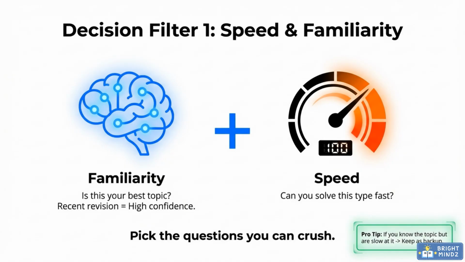When you're deciding what to attempt first, use a simple filter: familiarity plus speed. Ask, is this one of my strongest topics? Did I revise this recently? That's your familiarity check. Then ask, can I usually solve this type quickly and cleanly? That's your speed check. Questions that are both familiar and fast become A questions. Do them early. If you know the topic but are slow on it, mark that question as backup for later.